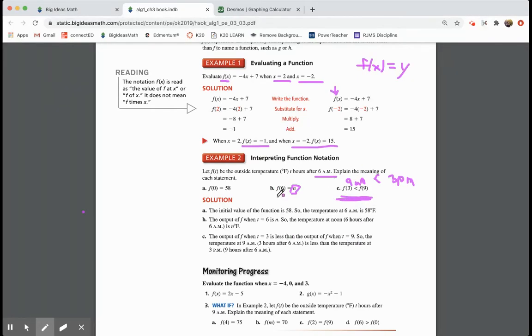Okay, so based on those two examples, I want you to try 1 and 2, because it says evaluate the function when x equals negative 4, 0, and 3. So you're plugging those numbers in for x. Then on 3, it says, like in example 2, let f of t be the outside temperature in degrees Fahrenheit, t hours after 9 a.m. So now we're looking at 9 a.m. Explain the meaning of each statement. On this part, I want you to do A, C, and D. You're not going to worry about B. So do 1 and 2, and then do 3A, 3C, 3D. Pause the video, and then I will go over them with you.